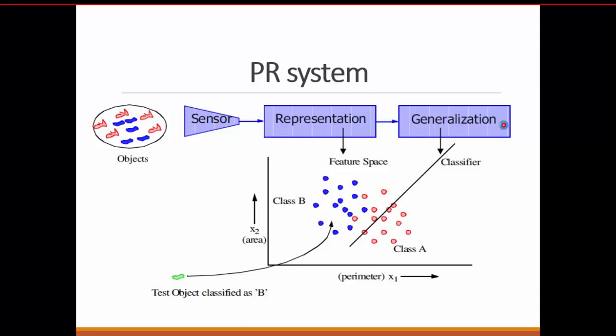Okay, then data representation is another topic we have already discussed. And now we're going to focus on generalization. For example, in this case, we have a linear classifier, and this new object should be classified into class V according to this generalization process, for instance. Okay? And remember, we represent the objects by using these two features, area and perimeter.